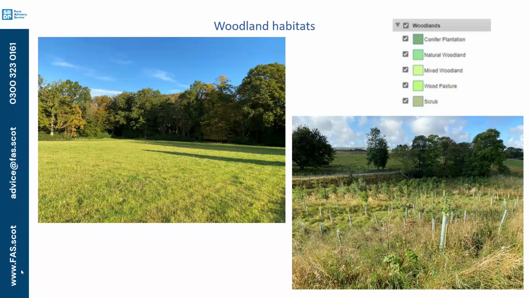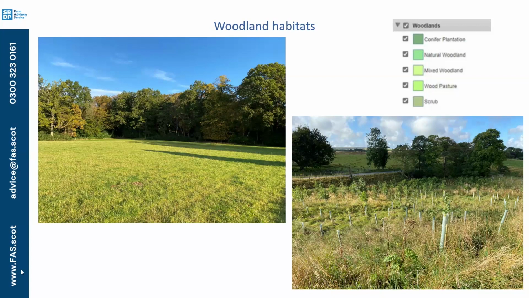The next category, mixed woodland, is either woodland with non-native species such as sycamore and beech, or a mix of native and non-native species. These woodlands may include up to 50% of non-native conifer species like larch and spruce.